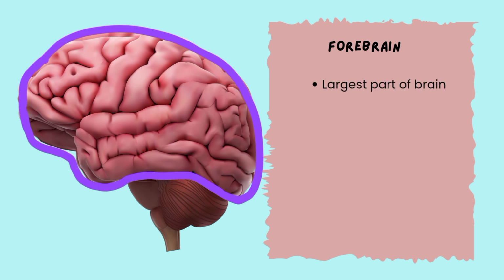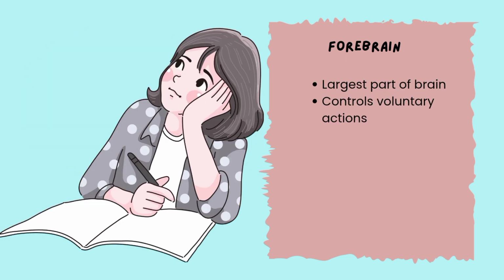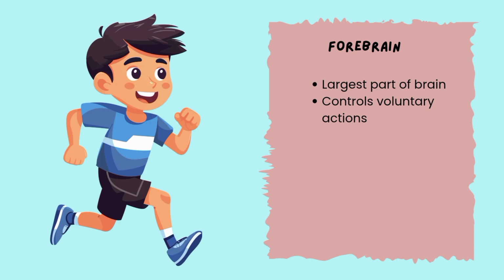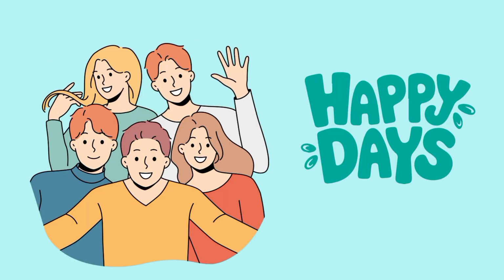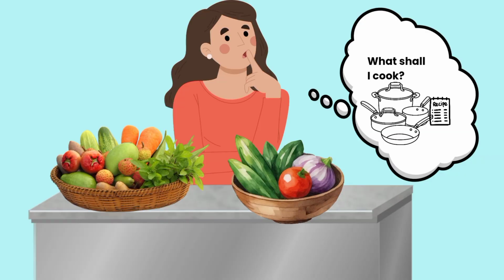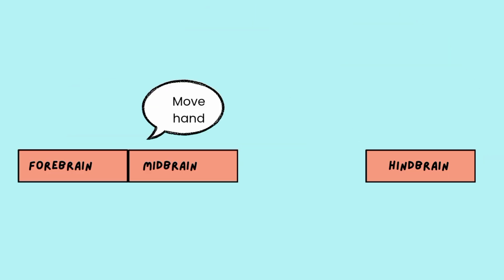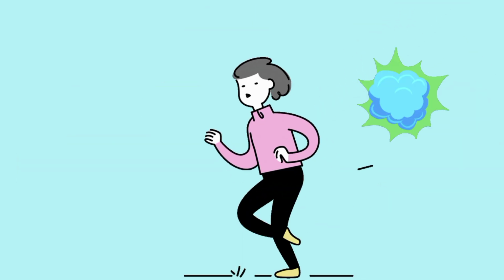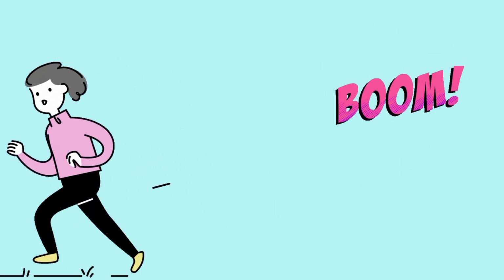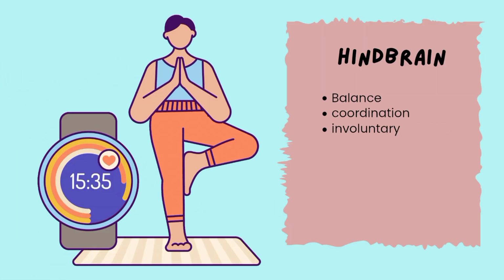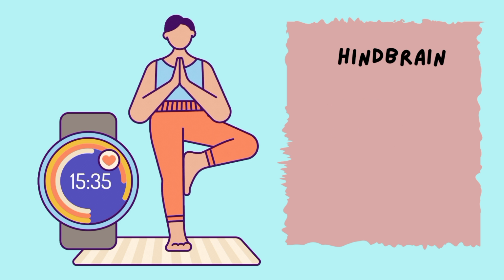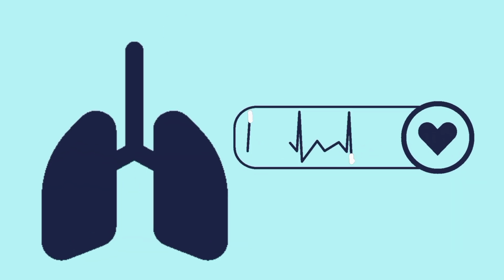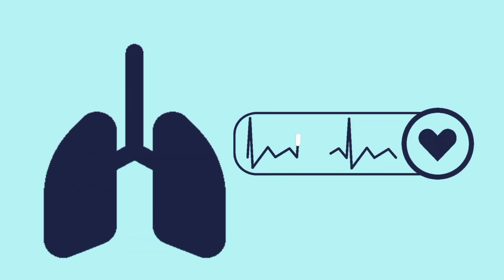The forebrain is the largest part of the brain and controls voluntary actions like walking, writing, and so on. It also helps with learning, emotions, memory, and decision making. The midbrain acts as a relay center between the forebrain and hindbrain. It also helps us react quickly to what we see and hear. The hindbrain controls balance, coordination, and basic life functions. It also controls involuntary actions like breathing and heartbeat.